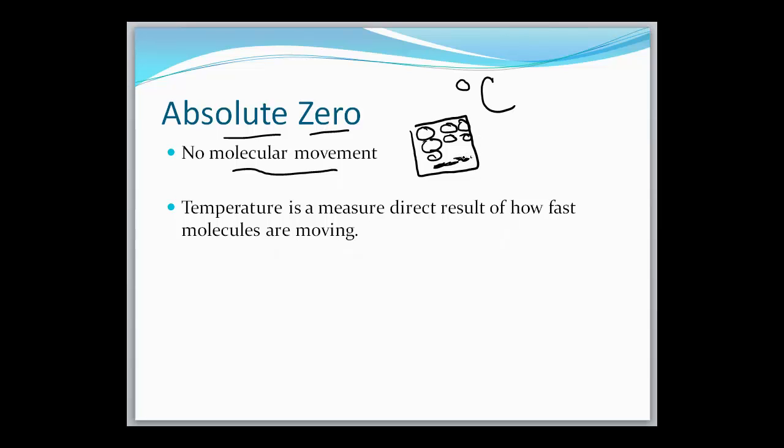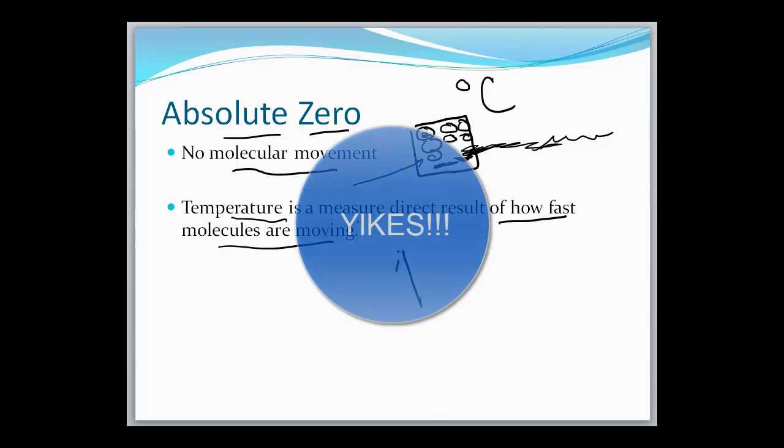So there's movement. As you add kinetic energy to that, they move more and more, and then eventually they go into the liquid phase. But at absolute zero, there's no molecular movement. And as we've mentioned, temperature is a direct result of how fast molecules are moving. Please don't look at the grammatical structure of that sentence.